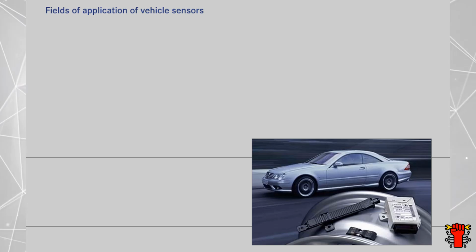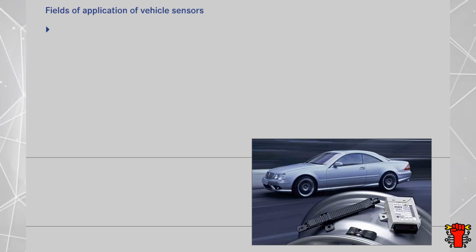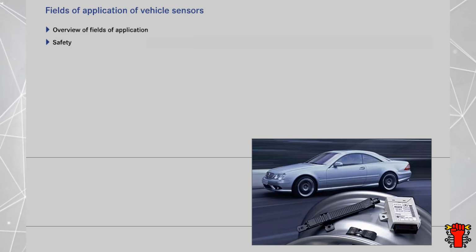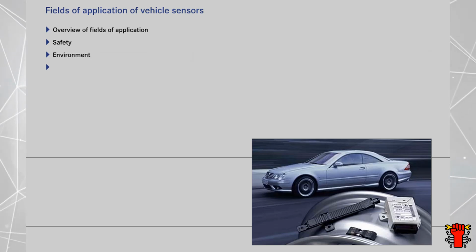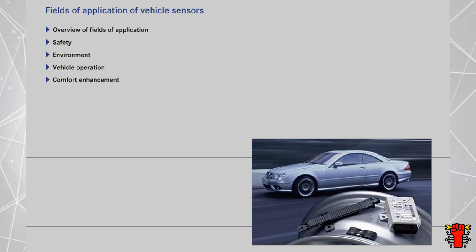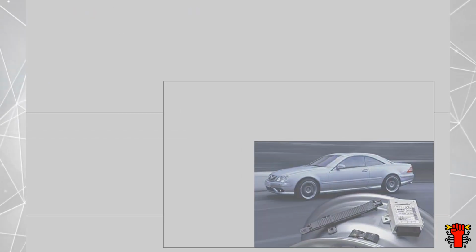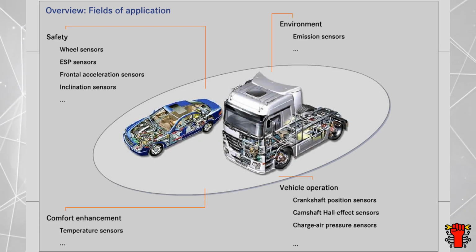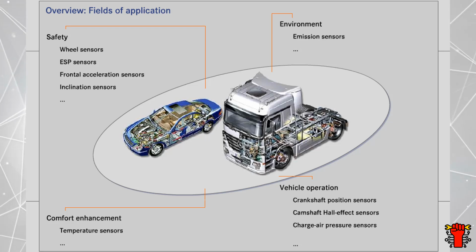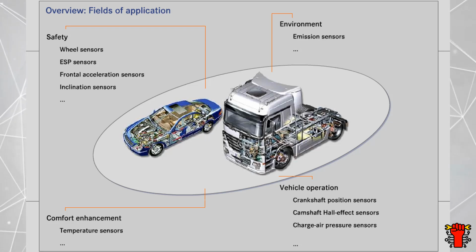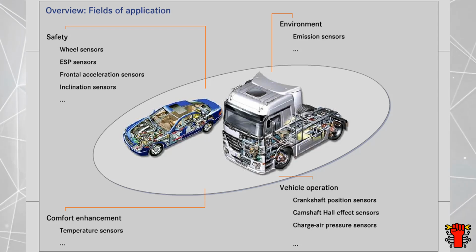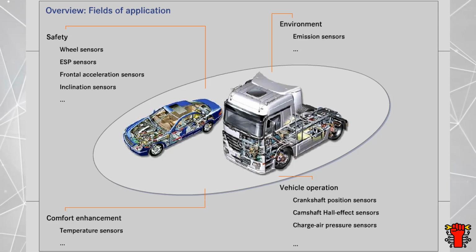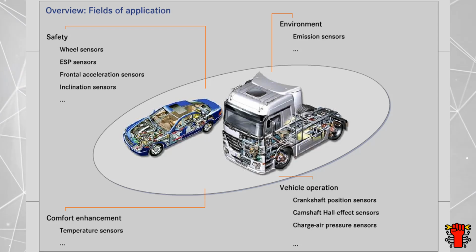This chapter deals with the various fields of application of vehicle sensors. After a general overview, you will be given examples of different sensors from the following areas: safety, environment, vehicle operation, and comfort enhancement. Modern motor vehicles have a large number of sensors. They are indispensable for many open and closed-loop control functions in the different vehicle systems, in areas such as safety, environment, vehicle operation, and comfort enhancement. On the next few pages, you can take a closer look at some sensors from the different fields of application.